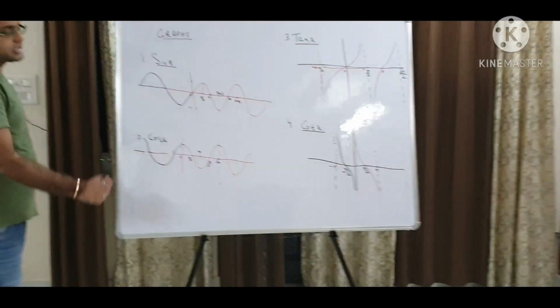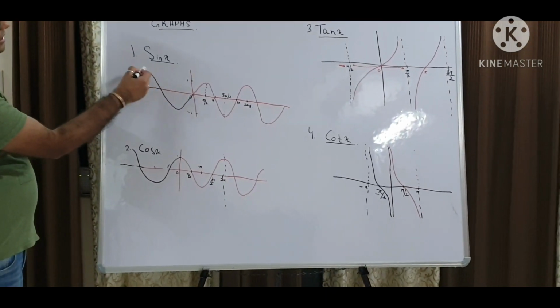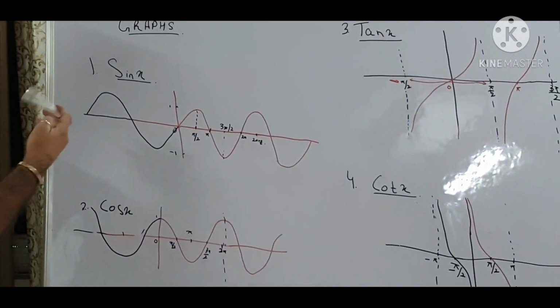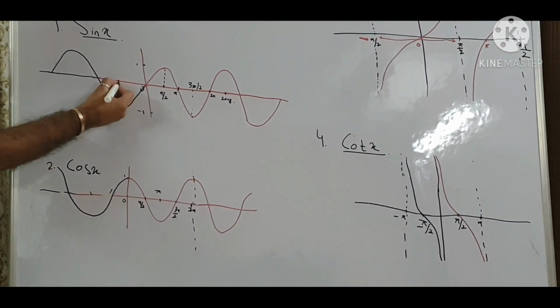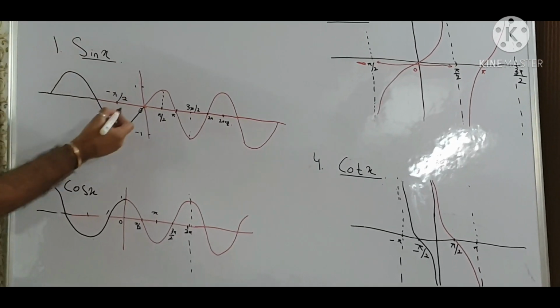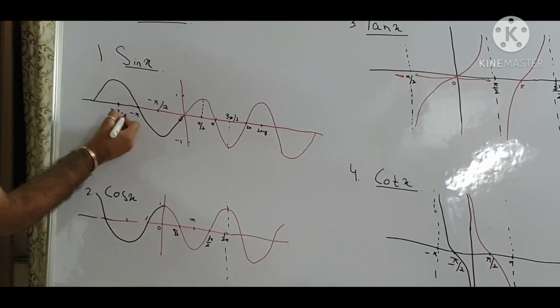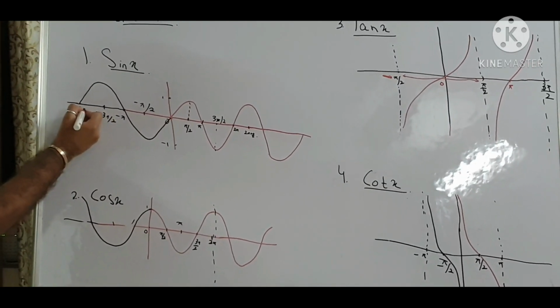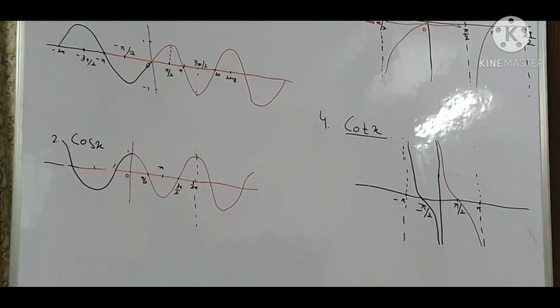Again sin x, cos x. So this is how it looks on the negative axis. This is again minus 1, this is minus pi by 2, 0, minus pi by 2, minus pi, minus 3 pi by 2, and this is minus 2 pi. Same, this is for cos.